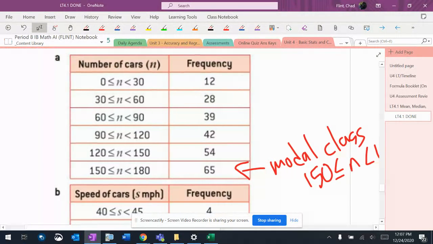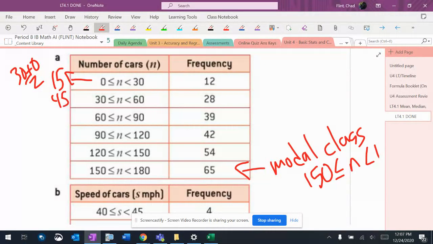So then, here's the thing that you have to do with these. We need to have the estimate of the mean and the estimate of where the median is. So we have to go through here and we have to have a number. We know that there's 12 things happening between 0 and 30. We don't know what they are. So what we do to estimate this is we find the average of each of these classes. For each of these classes, we're going to take the top and the bottom and average them. So we're going to do 30 plus 0 over 2, which is 15. We're going to do that for each of these.